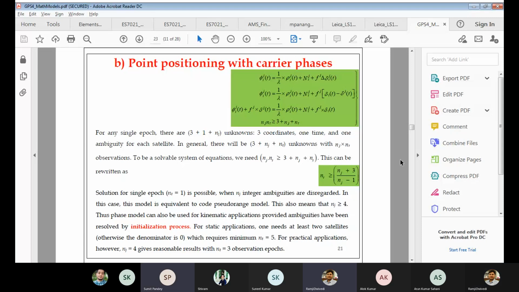Sir, will the linearization equation we derived last time be applicable for these things also, sir?